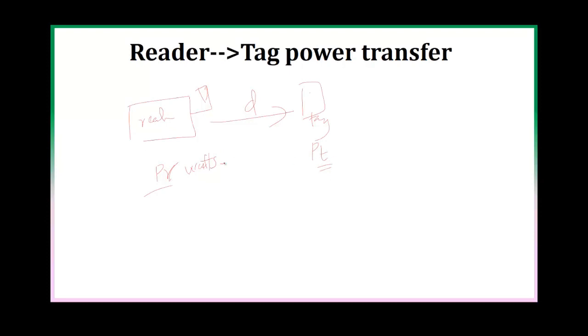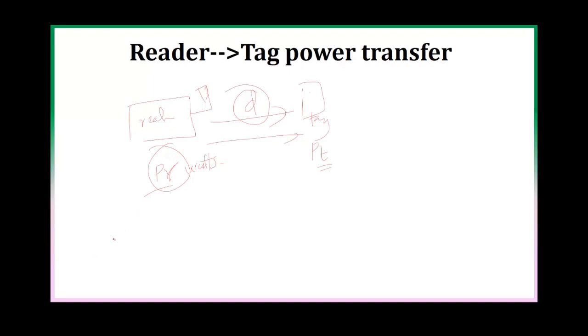Now I'll repeat my question. If the reader transmits PR watts of power, and the separation distance is D, and the received power is denoted as PT, how much power PT does the tag receive at a separation distance of D? In general, it will depend upon what frequency you are using.